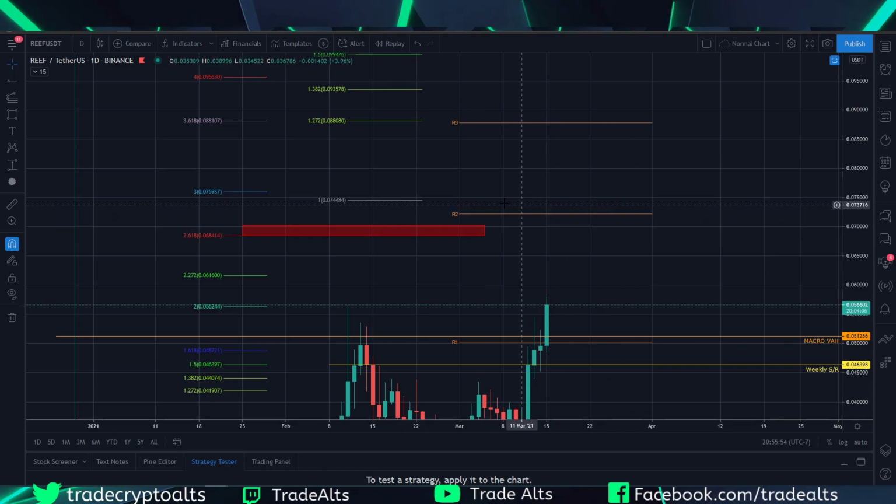But anything within this region, I think, could be a nice potential take profit zone, or just an area to be careful. Obviously if you're not looking to sell and you're trying to hold for high or whatever it is, this is just an area of caution, I would say, where you could get a reaction.